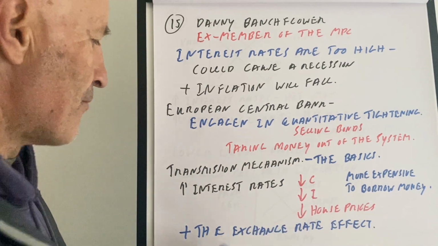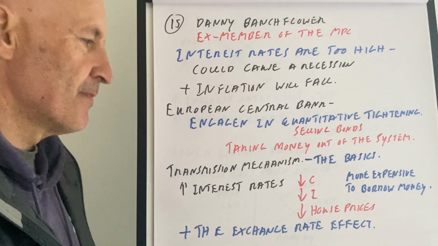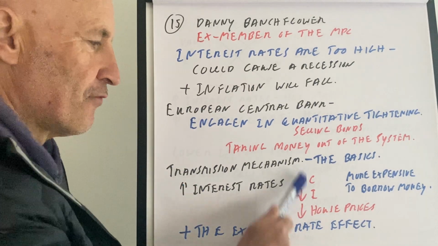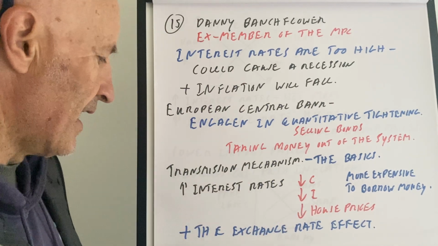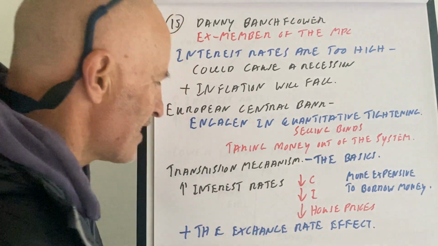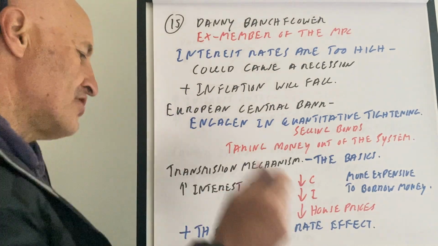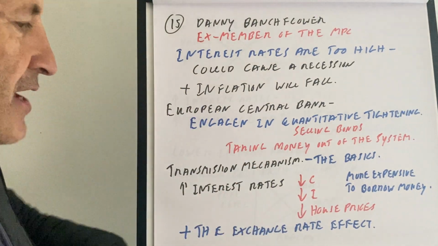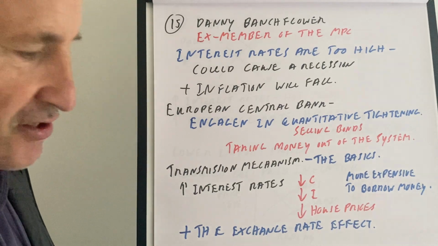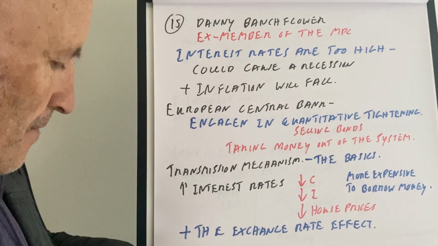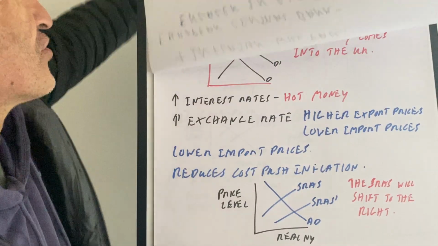But just remember the basics of the transmission mechanism. If you increase interest rates, that leads to a fall in consumption, a fall in investment, a fall in house prices because it's more expensive to borrow money, and it will also have an exchange rate effect because hot money should come into the UK and the exchange rate should normally go up from there, and then it becomes harder to sell our exports, etc. Okay, on to slide 16.